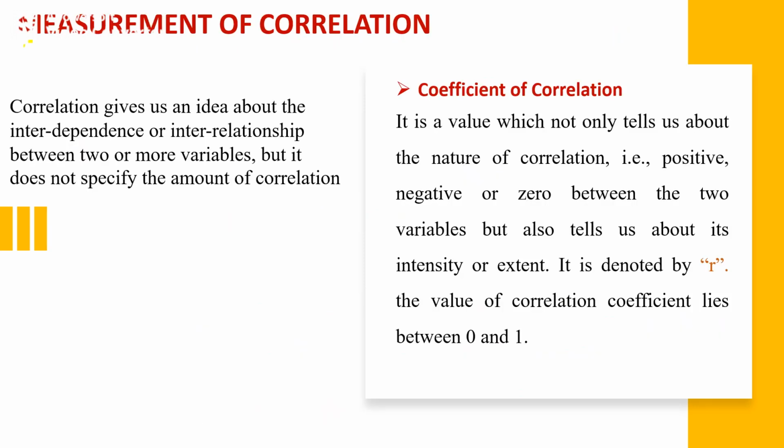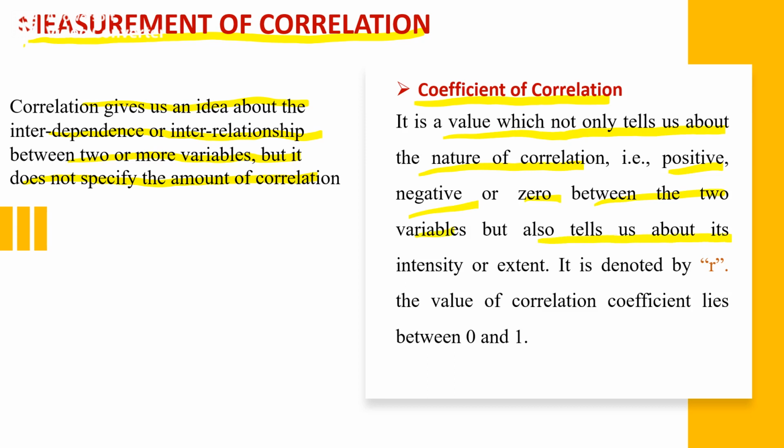Now, the measurement of correlation. Correlation gives an idea about interdependency and interrelationship between two or more variables, but it does not specify the amount of correlation. For that, we study the coefficient of correlation. It is a value which not only tells about the nature of correlation, that is positive, negative or zero, between the two variables, but also tells us about its intensity and extent. It is denoted by small r. The value of the correlation coefficient lies between 0 and 1.